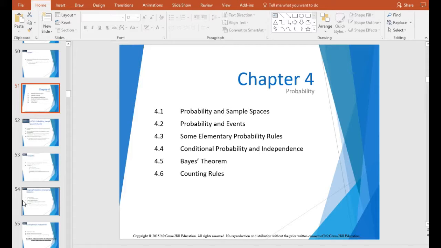With counting rules, we step away from probability a little bit, and we're going to be talking about the independent rule of counting events, and then the rule of combinations. All right, so without any further ado, let's get into it.